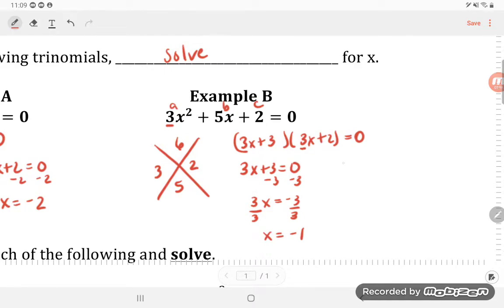The second term, 3x plus 2, we're going to set that one equal to 0 as well. Subtract 2 from both sides, and 3x will equal a -2. One final step, I divide both sides of the equation by 3, and x is going to equal a -2/3.